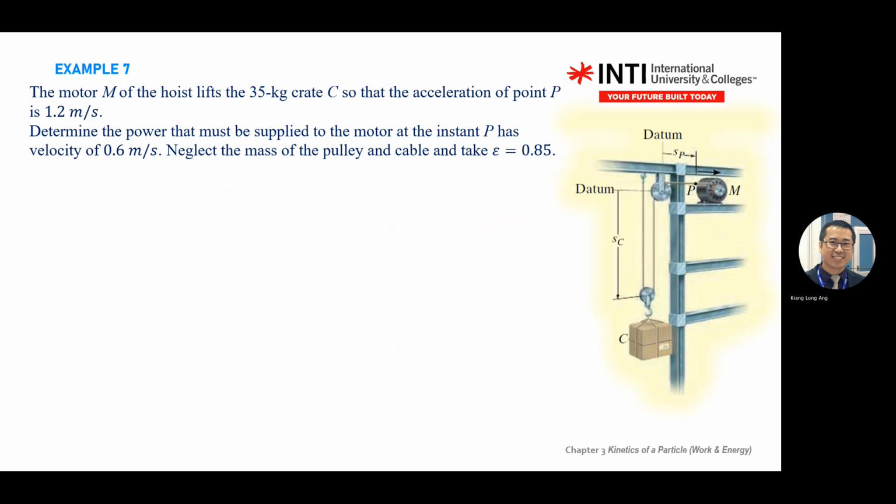This is a pulley system, right? With a pulley system, the first thing you look at is the datum. Datum for C, go down positive. Datum for P, to the right positive. In the previous example, both were vertical or both horizontal. This one has one horizontal, one vertical. But just focus on the steps you learned in the pulley system. First, you look at the datum. Second, you look at the total length. What is the total length? 2SC plus SP.